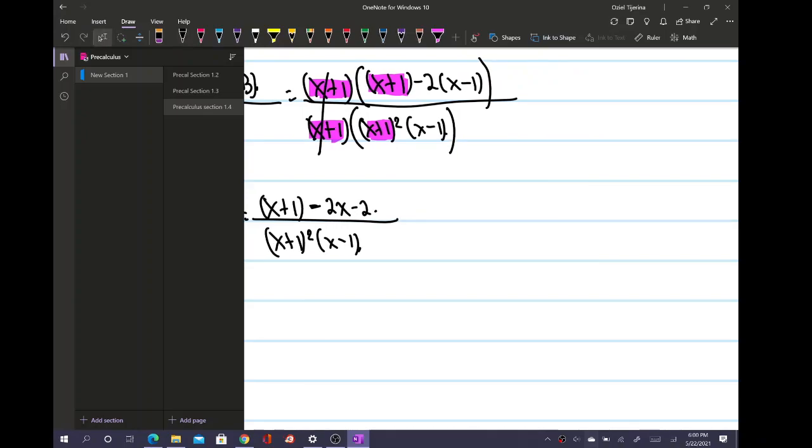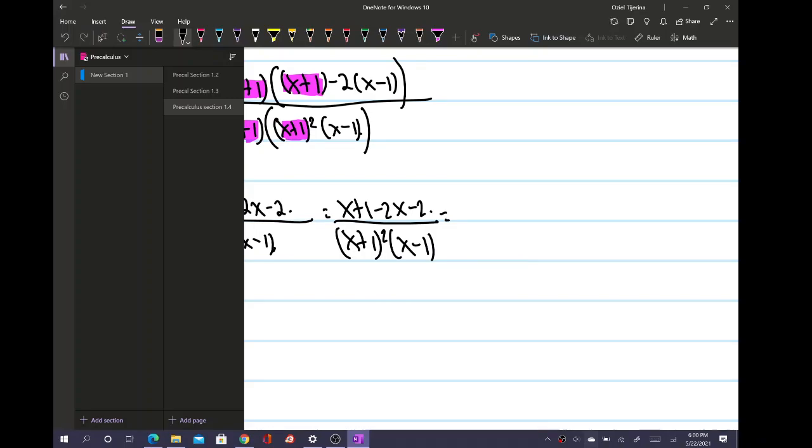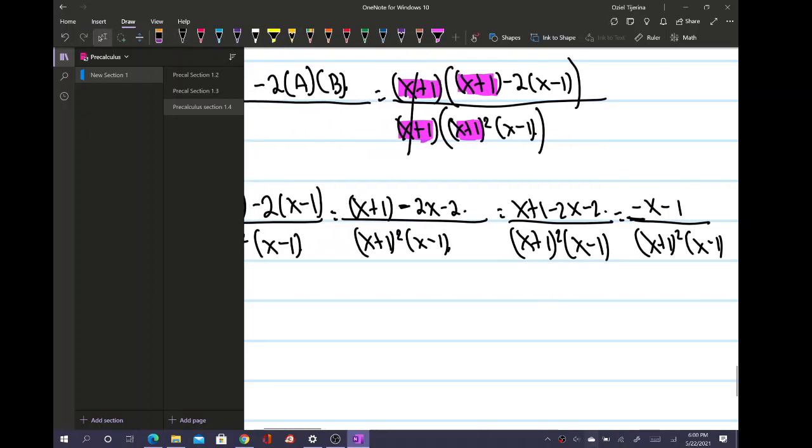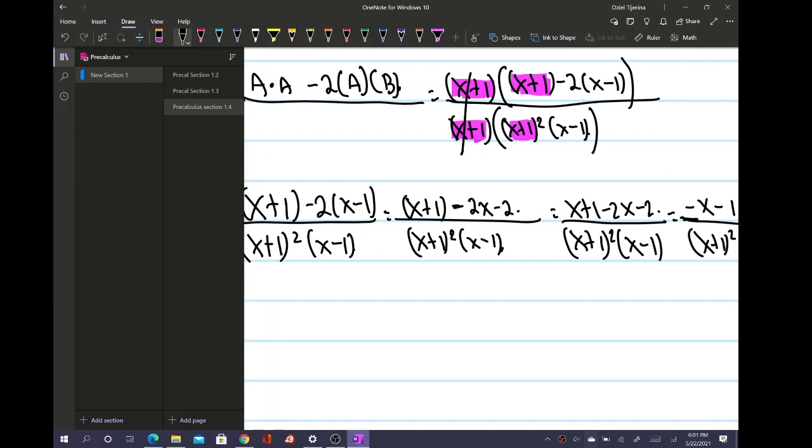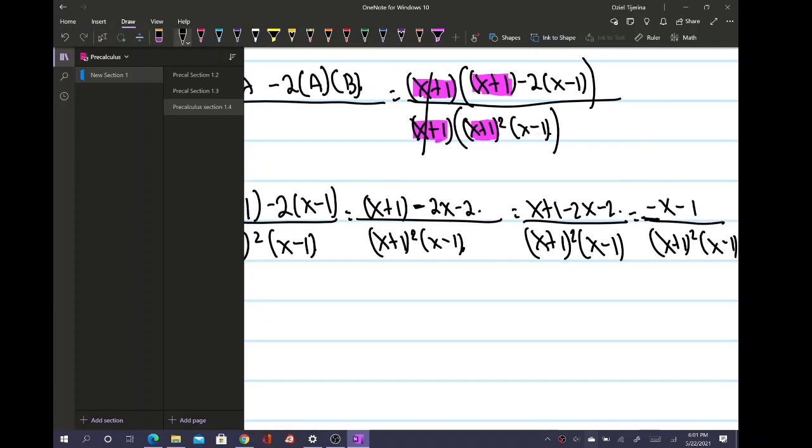Now, I can go ahead and say that this is equal to x plus 1 minus 2x minus 2 over x plus 1 quantity squared times x minus 1. And x minus 2x is just negative x, and then 1 minus 2 is just minus 1, over x plus 1 squared times x minus 1. Be careful now, you cannot cancel anything out anymore, and you can't factor anything out of this anymore.